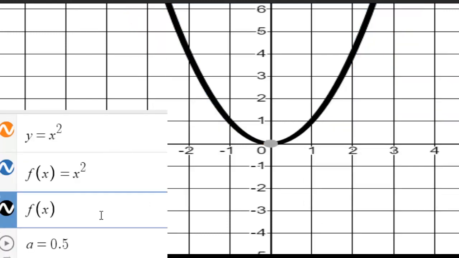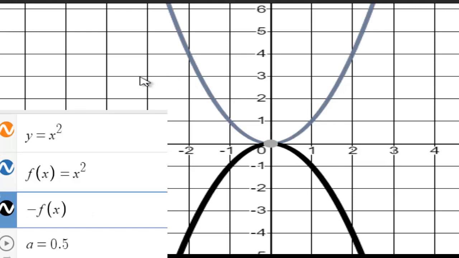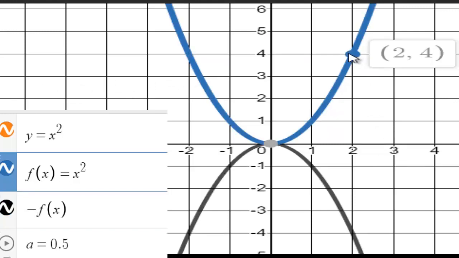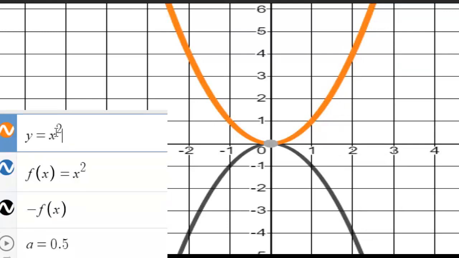Okay, the last one is going to be reflections, and reflections are just multiplying with negative. So on this f of x, I'm going to put a negative sign. You'll see that it flips over vertically. So up here we had a 2, 4, and the only thing that's going to change, the y value is going to change to the opposite, so it's going to become 2, negative 4 down here. If I turn my orange one on, I can do the same thing by putting a negative on the outside.